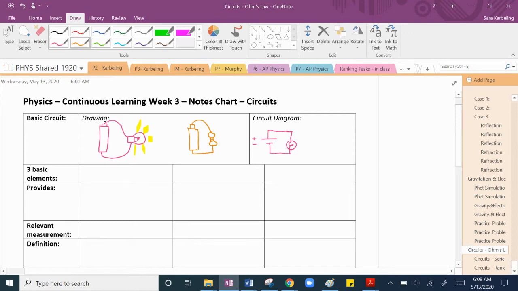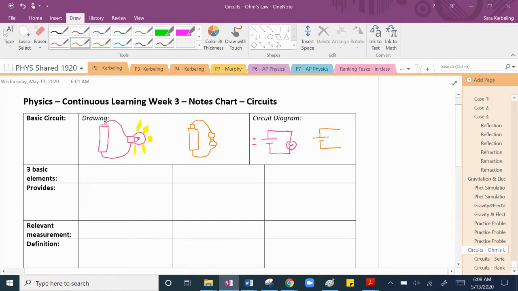And oops, I'm so used to drawing my wires as straight lines that I went ahead and did that there. There we go. There's a nice little funky wire. But again, in the circuit diagram, the battery is going to be represented by that long and short line. Okay. And then we've got square wires.